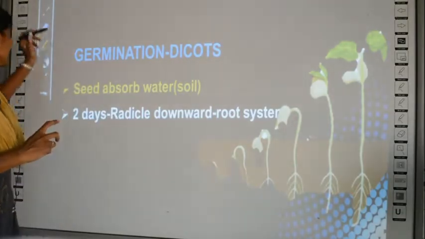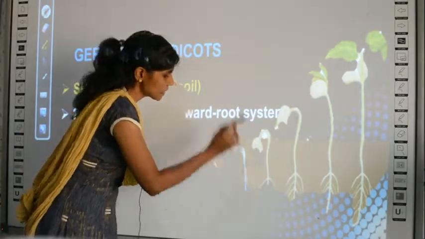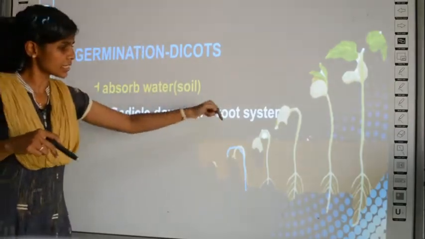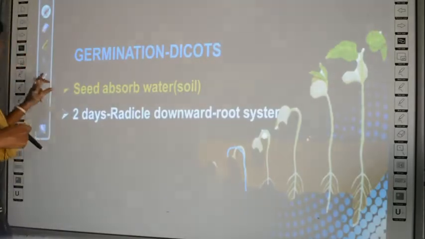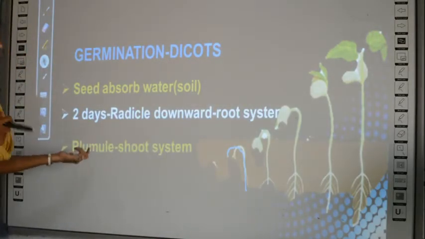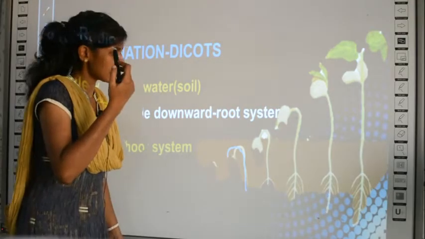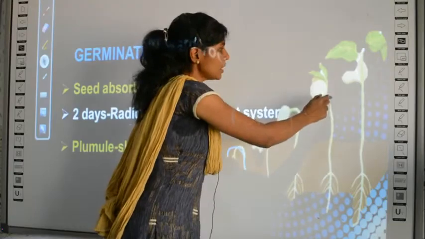Which is the radicle? Can you see here? So this is the radicle. The first step is that after 2 days the radicle starts growing in the downward direction towards the ground. Then what happens? The plumule, that is the shoot system, starts developing. After the root is well grown downwards, only then does the shoot system develop.